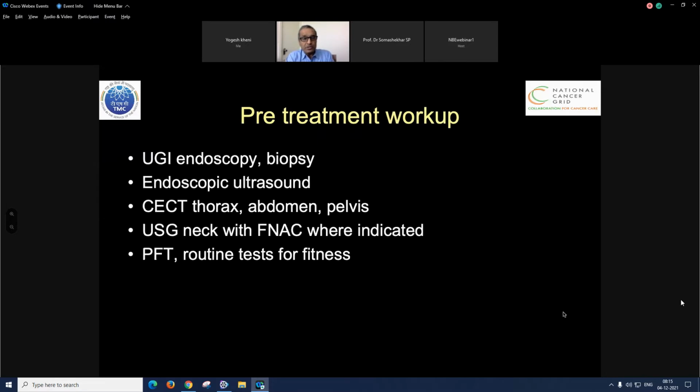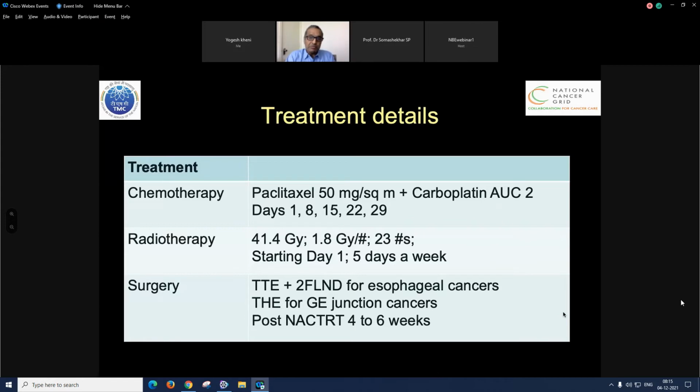The pre-treatment workup was fairly standard: upper GI endoscopy, endoscopic ultrasound, and CT scan. PET scan was not widely available at the time that study was done. It added an ultrasound of the neck, and if there were suspicious nodes in the neck, an FNAC was done, and routine tests for fitness. These were some of the intervention group treatment details.